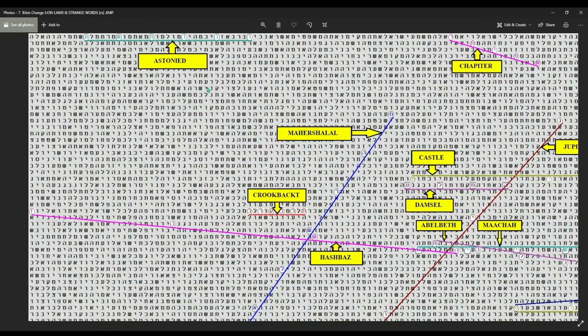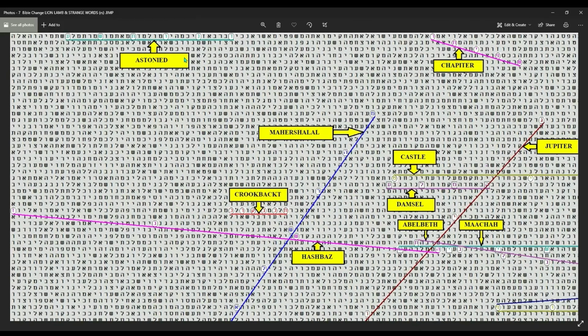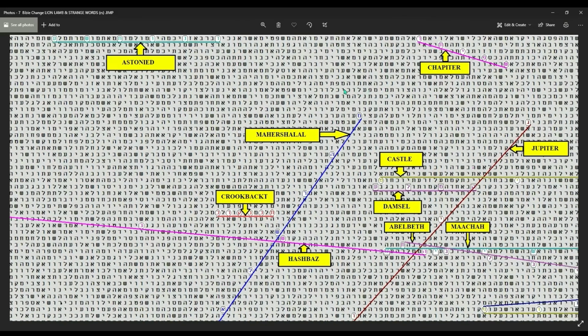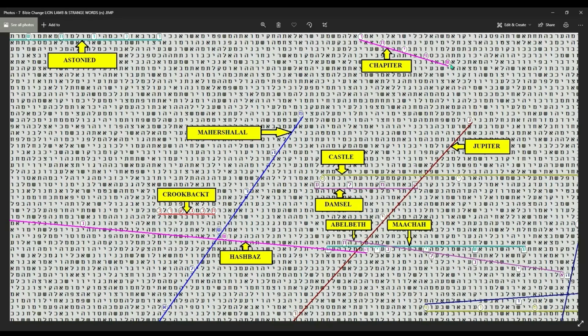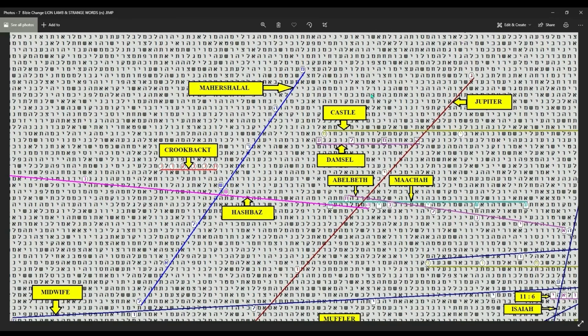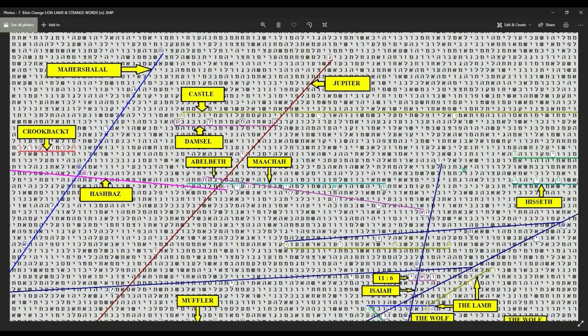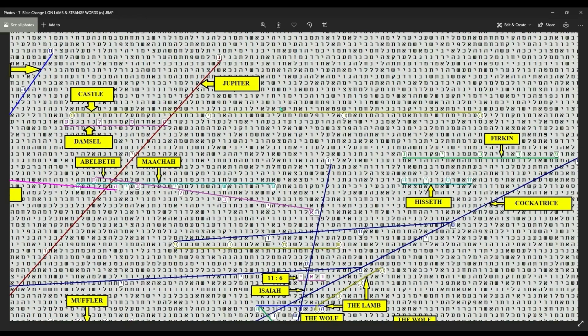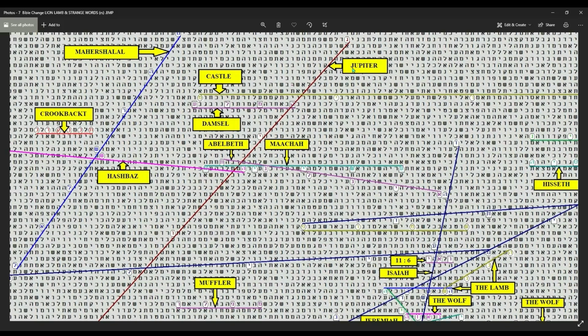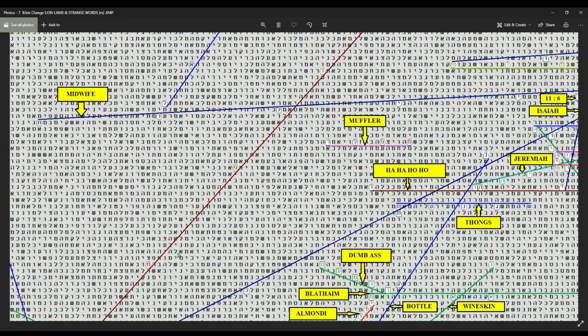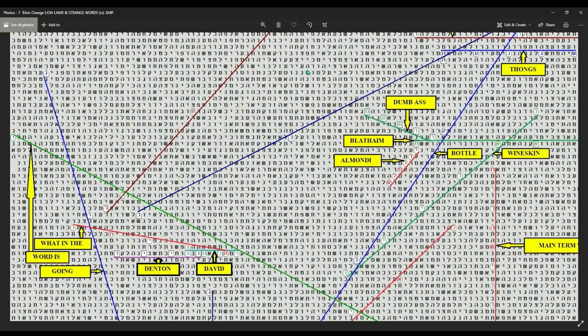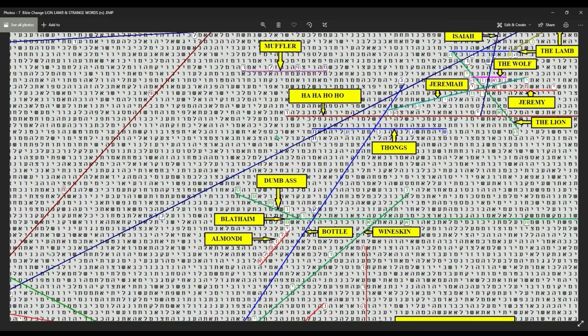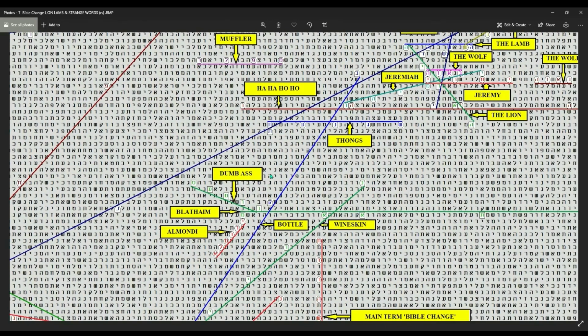Astonished, where do you get a word like that from? Astonished, right at the top here. A chapiter, whatever that is, in the pink up here. Castle. Oh dear. Castle and damsels just below. Incredible. Jupiter. There was never Jupiter in the Bible ever. In the brown. Long term again, going all the way down here. We have the word dumbass.